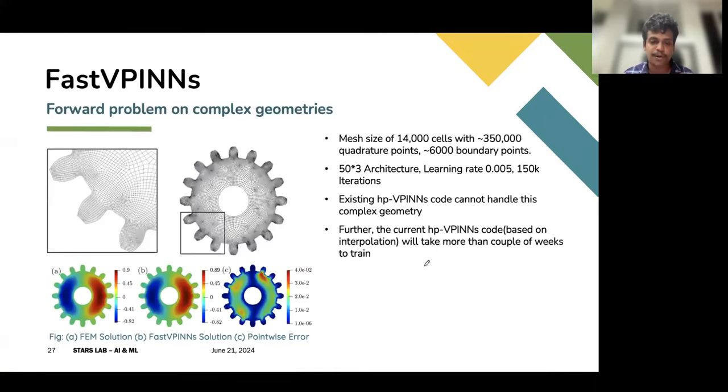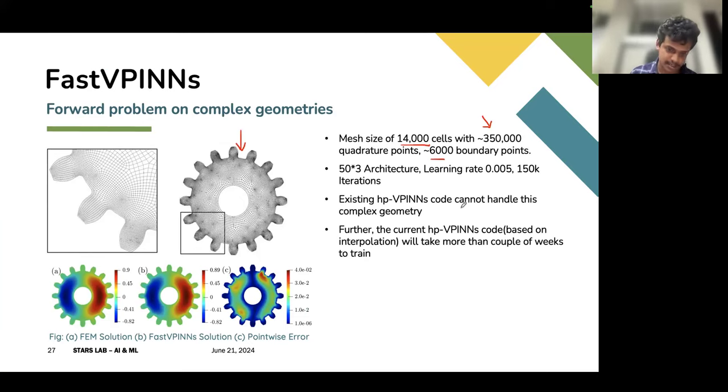Okay. So for forward problems on complex geometries, this was our objective too. We created this mesh externally from Gmsh, which has close to 14,000 cells. We tried to solve the problem with 350K quadrature points and 6,000 boundary points. We used a simple architecture of 50 cross 3, a learning rate of 0.005 for 150 iterations.